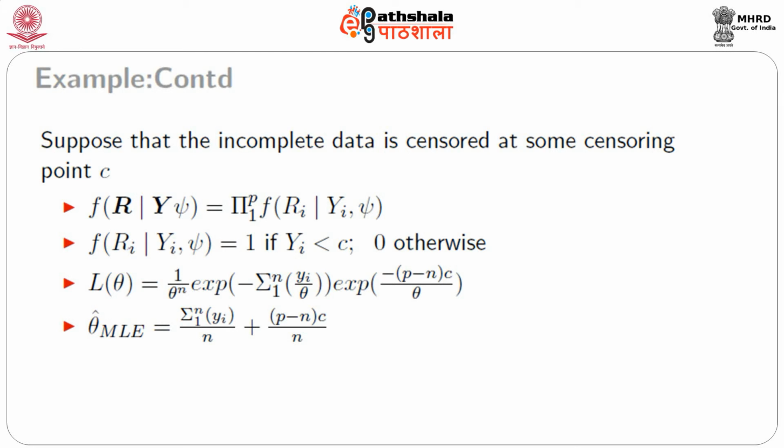So, I can take the log likelihood, and the log likelihood is minus n log theta minus summation yi by theta minus p minus n by theta into c. And from there I get an estimate of theta hat, which is basically the average of the observed plus the censoring value into p minus n by n.